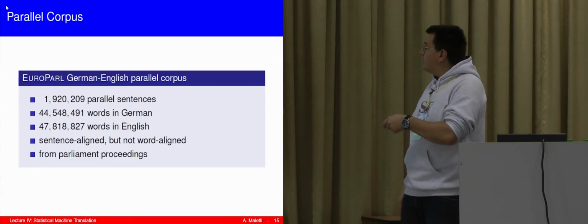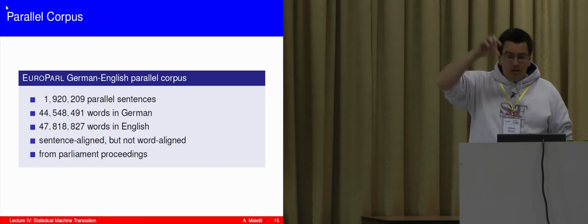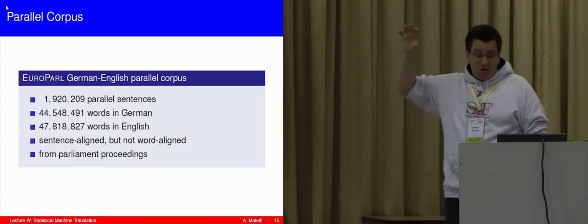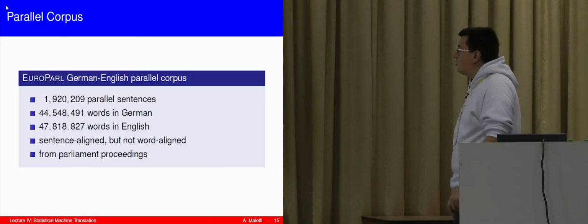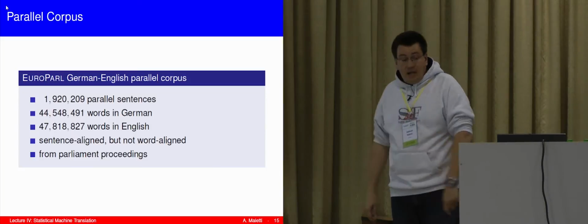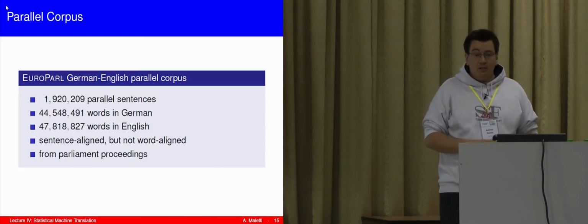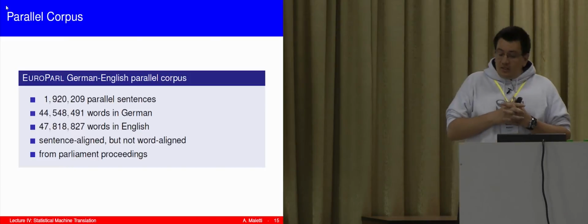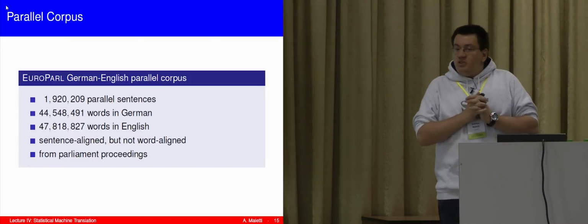So this corpus is already sentence aligned. The first sentence in German will be the translation of the first sentence in English, and so on. And it has automatically been obtained from Parliament proceedings. This means you should use this corpus with some care.